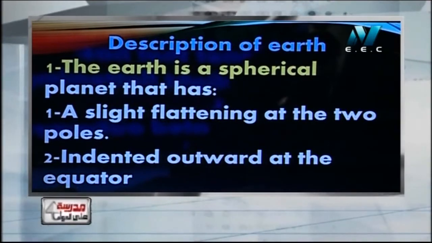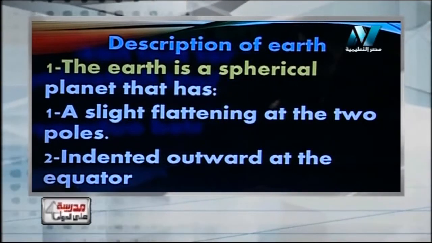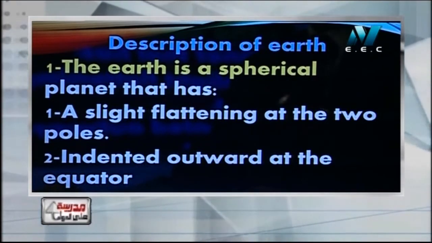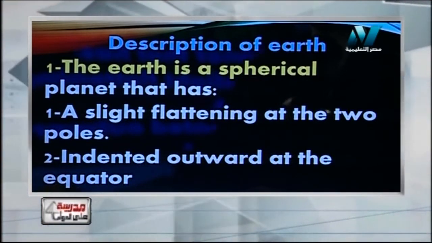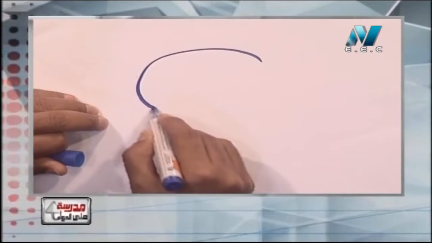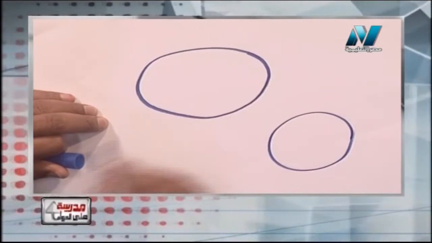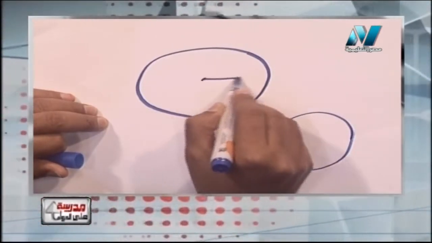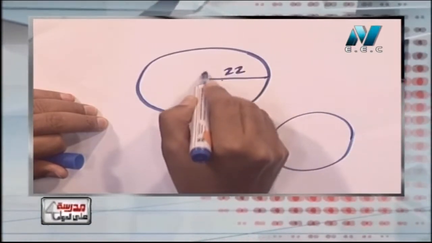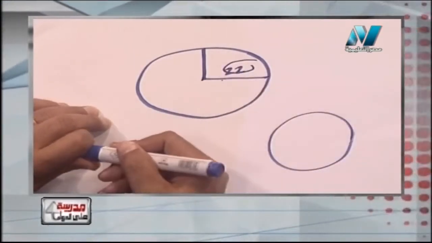First, the Earth is a spherical planet that has slight flattening at the two poles and indented outward at the equator. So like that. Not a circle, not a complete sphere. So this radius is 22 kilometers more than this radius. Okay, 22 kilometers more.